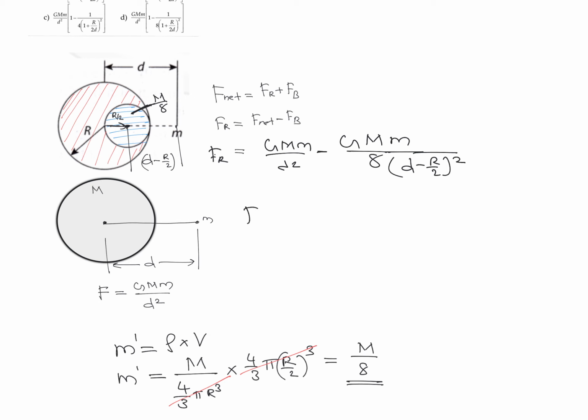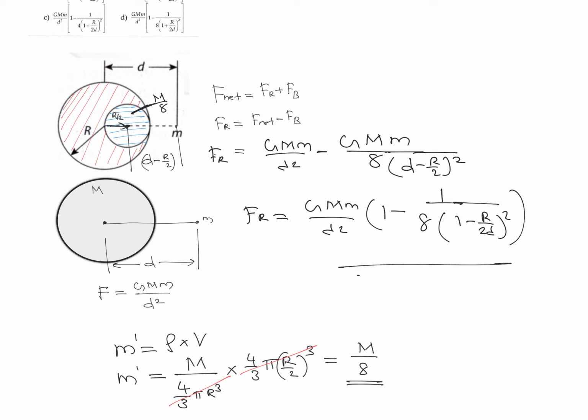Now we can find the net force. Taking G m m divided by d square as common, the remaining thing is 1 minus 1 divided by 8 times 1 minus r divided by 2d, the whole square. So this will be the answer for this question.